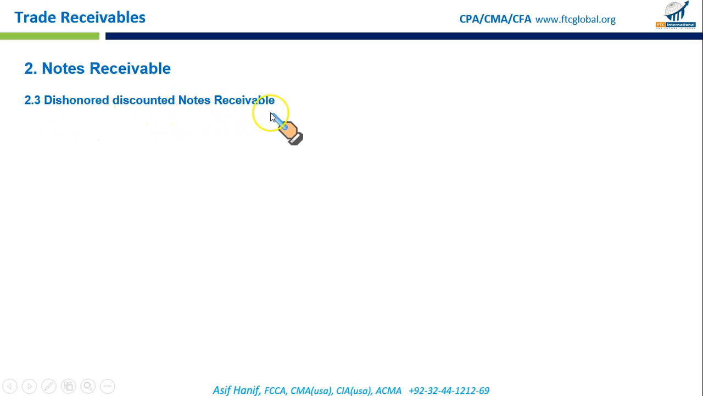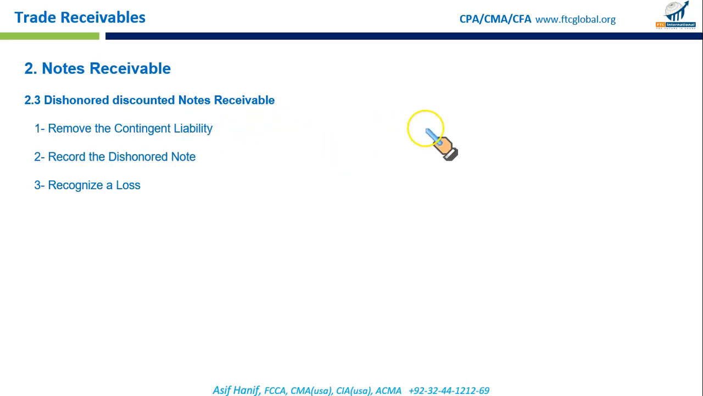Dishonored discounted notes receivable. Interesting. If a discounted note is dishonored, it means the customer, the maker of the note, has failed to pay the amount due when it matures. So it is said to be a dishonored discounted note. So what do we do in this case? When a discounted note is dishonored, the company that originally held the note becomes liable again, assuming that it was discounted with recourse. We discussed that. In case of with recourse, the company that held the note is responsible.